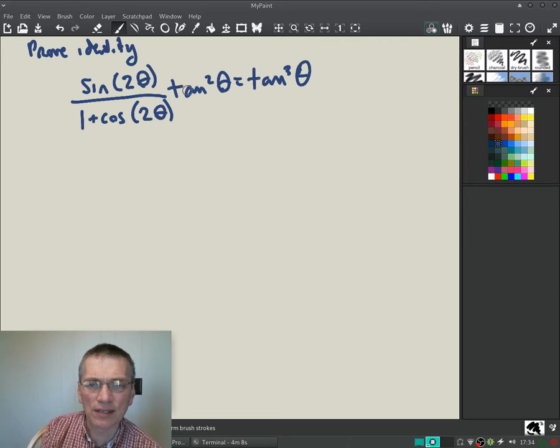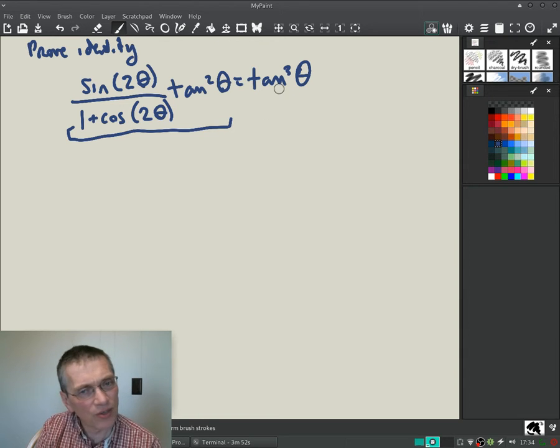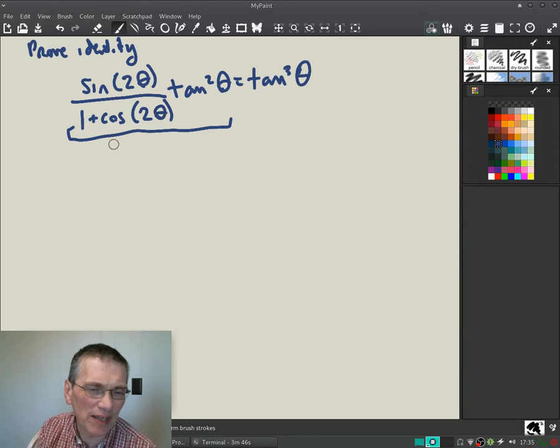Notice here that we can sort of divide out tangent squared theta and reduce this to tangent. But let's resist doing that. I would suggest you first try to always take the left hand side and make it look like the right hand side. You don't have to do it, but often it's easier. And that's sort of the way these problems are set up to be done. Usually the left hand side is more complicated.